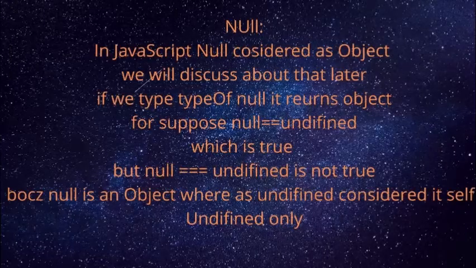Null, in JavaScript, null is considered an object. If you want to know the type of null, you can simply write typeof null, which returns object. Suppose null == undefined, which returns true, but null === undefined is not true, because null is an object, whereas undefined is considered undefined only.